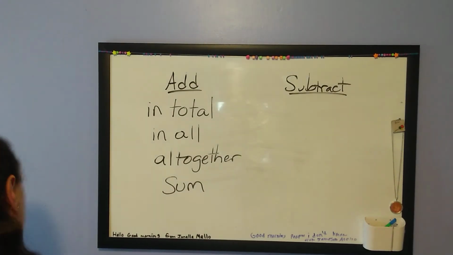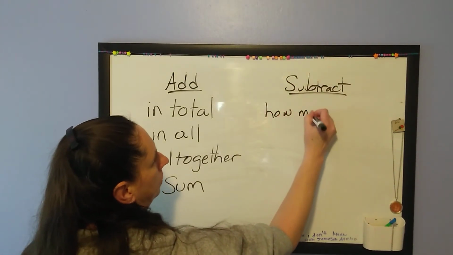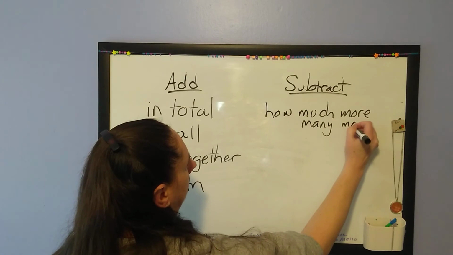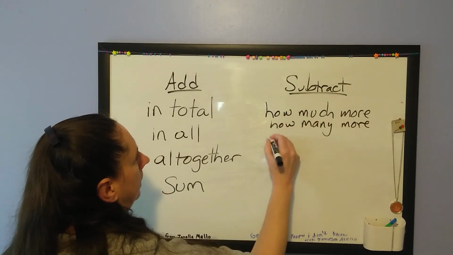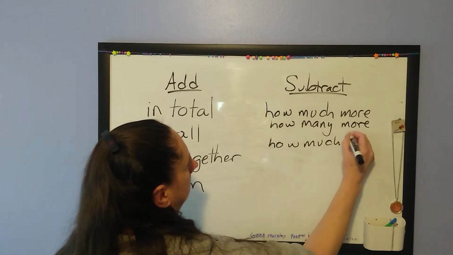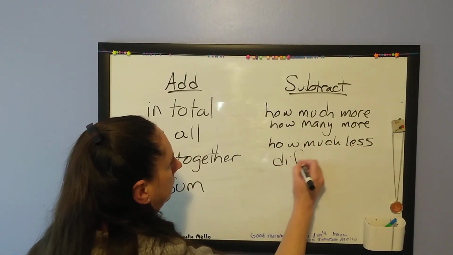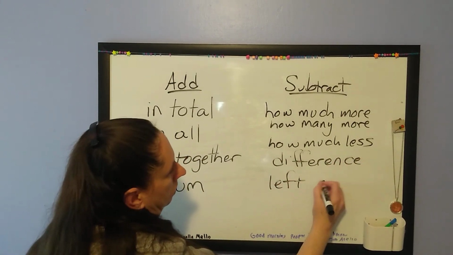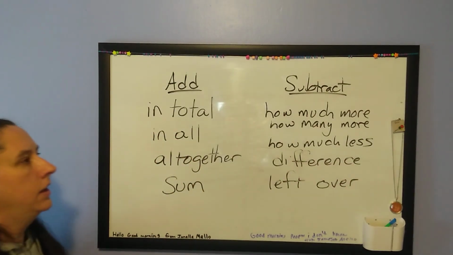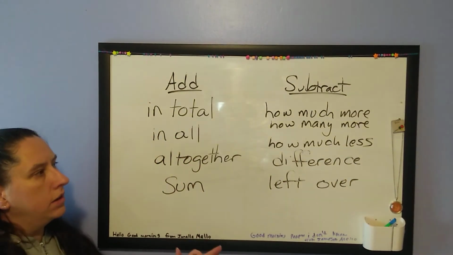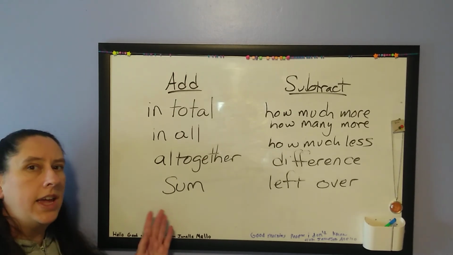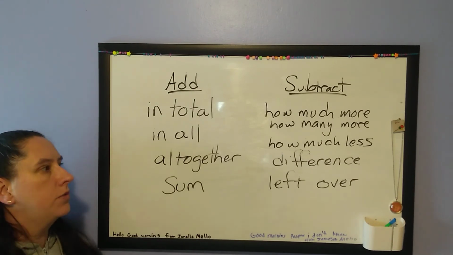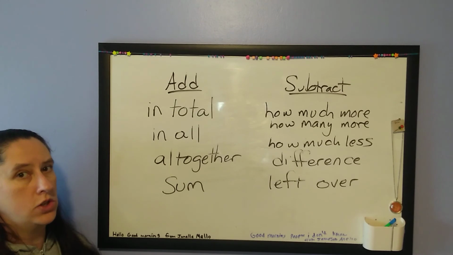Okay? In order to subtract, they might say things like how much more? How many more? How much less? They might ask for the difference. They might ask what is left or left over. Okay? So if they're giving you some of these words, they're giving you a hint and a clue as to what you need to do to solve them. Okay, so remember to be that little detective and look for those clues and all the information that you need in order to solve it.